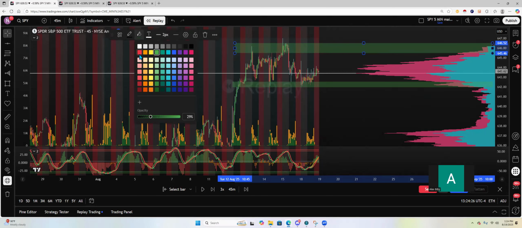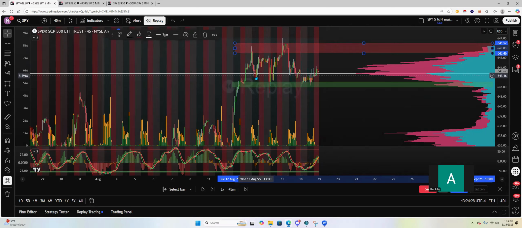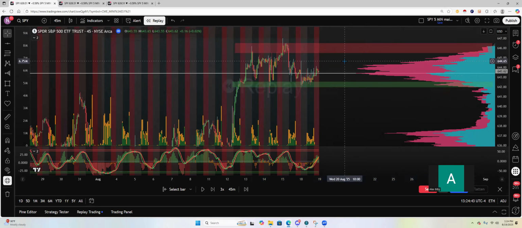So you can see that price throughout the week has reacted to these zones. There's been support down here, and when you're getting to the bottom of this high volume node, that's when you could start looking for potential reversals. When you get to the top, you can look for bearish reversals. So those are my main zones for this congestion phase.